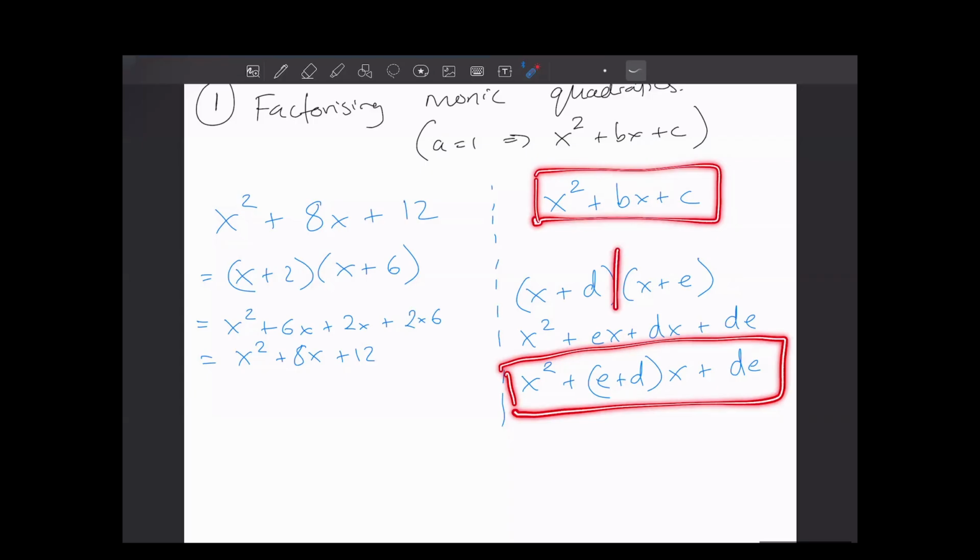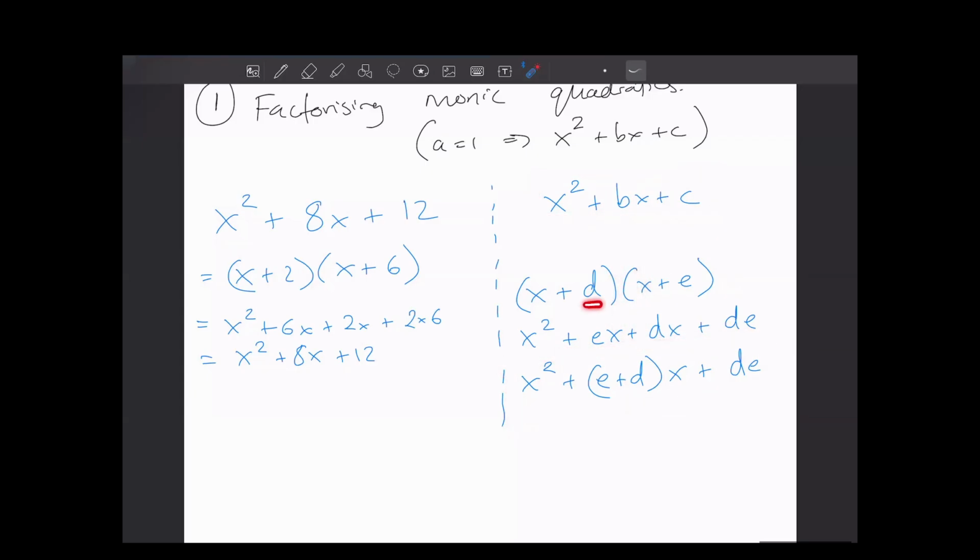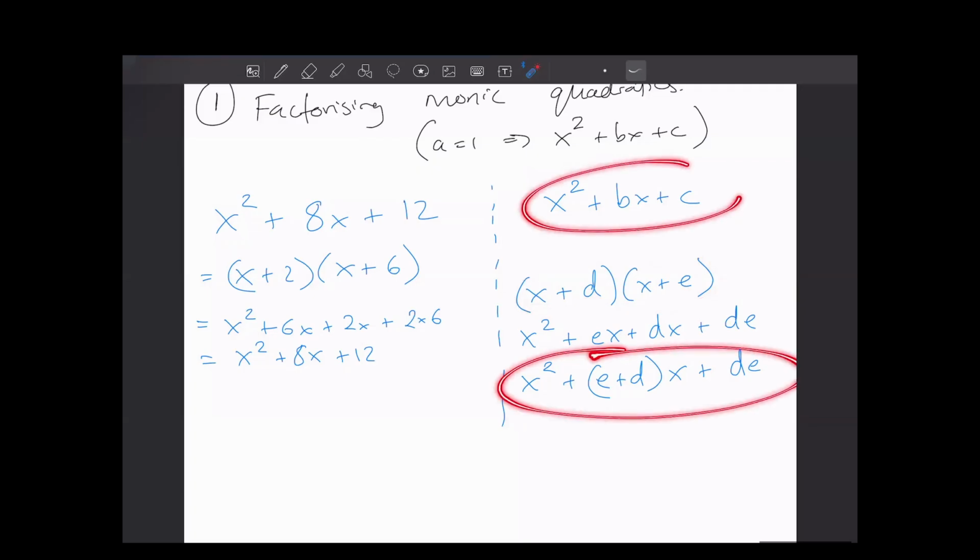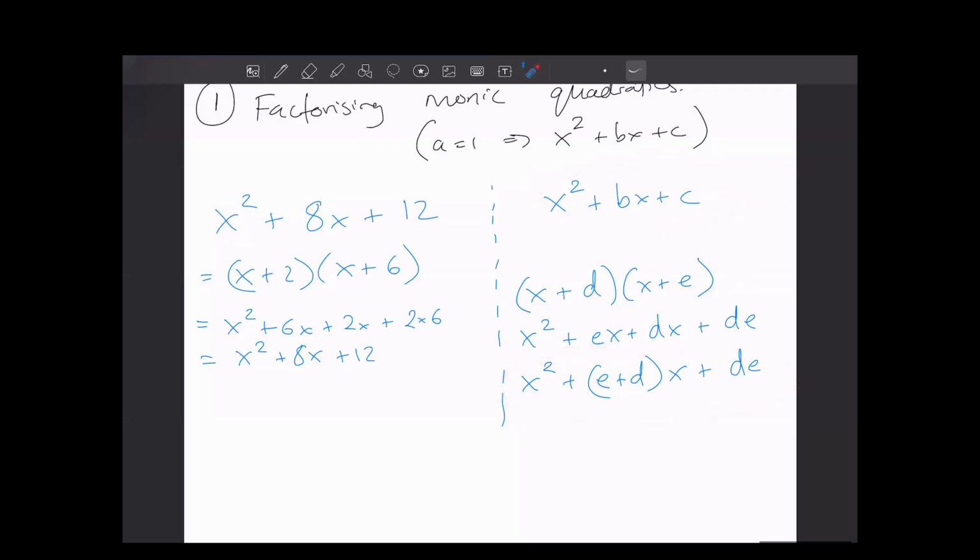So if we want these two things to be equal, that's our aim. We're trying to find the d and the e that make this equal to this. So we want this expanded version to also be equal to that. For that to be true, well, we already have x squared being x squared. If we want this to equal this, we need b to equal e plus d, and you need c to equal d times e. And that's exactly where we get that condition from.